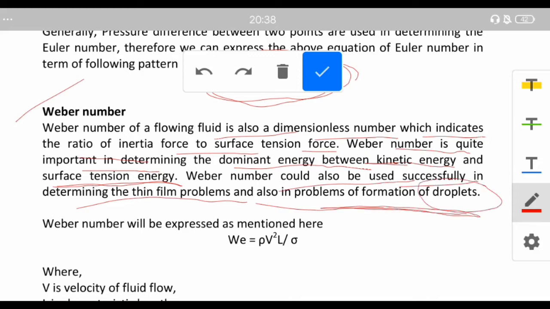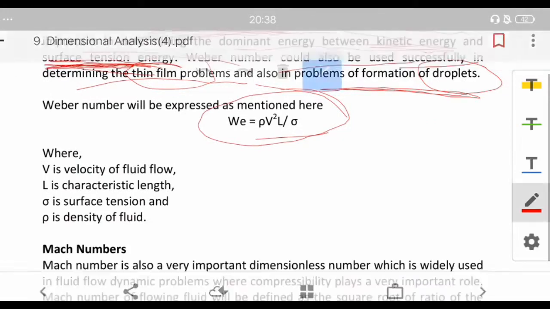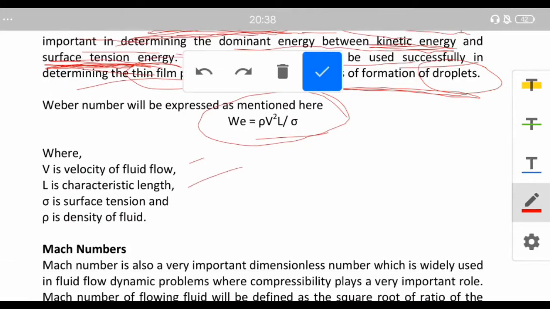So whenever you have droplets or thin films, the surface tension energy will come into significance. So just to know which is dominant among the kinetic energy and the surface tension energy, the Weber number is used, which is the ratio of inertia force to the surface tension force. So Weber number We is rho V square L upon sigma, where V is the velocity of fluid flow, L is the characteristic length, sigma is the surface tension, and rho is the density of the fluid.